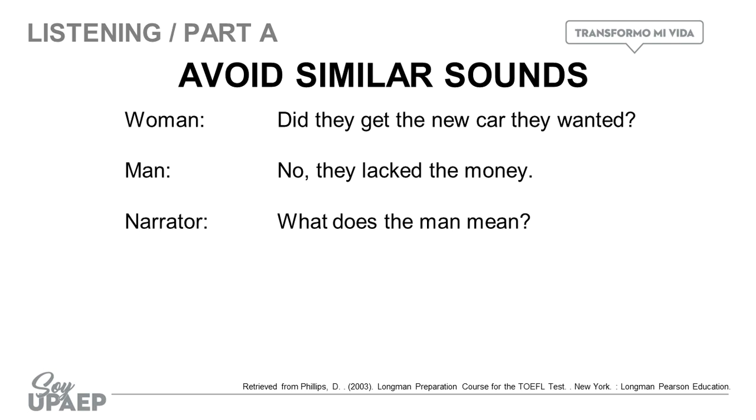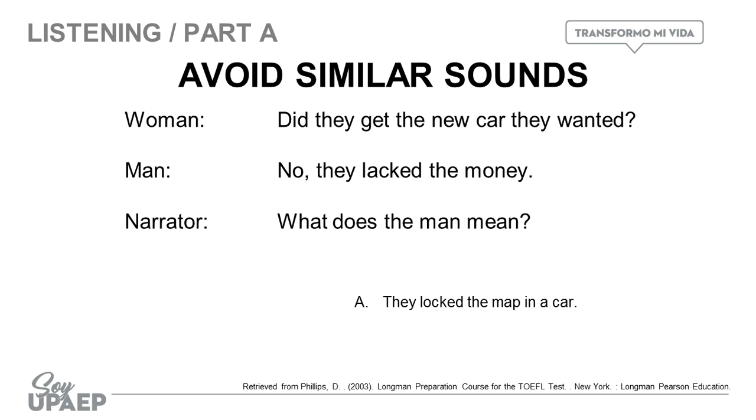Let's do some exercise together, and later you will have the opportunity to practice on your own in Blackbird. Here you have a short conversation. Did they get the new car they wanted? No, they lacked the money. What does the man mean? If you notice, our second speaker said, no, they lacked the money.